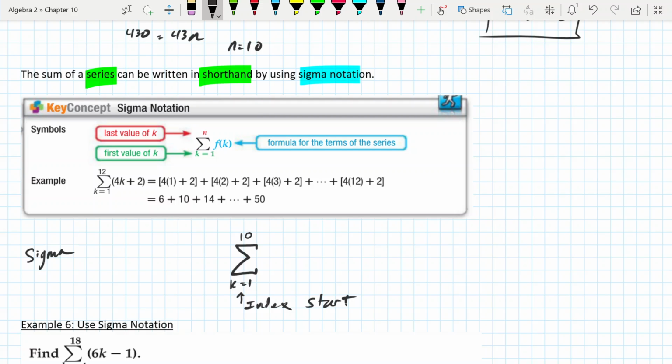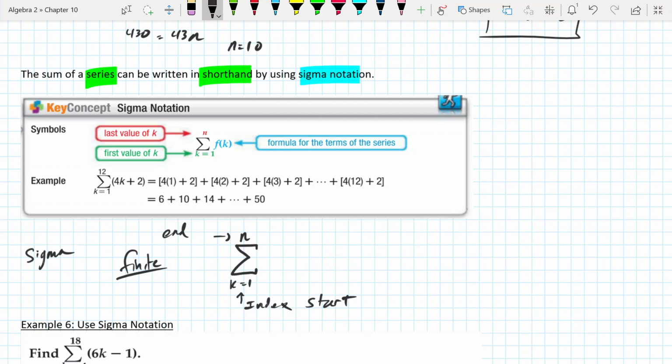The top, oh man, I can't remember what this one's called off the top of my head. It's usually some sort of value that's the end. So this is for a finite series. Right now, we're going to have it end. So there's only so many number of terms.